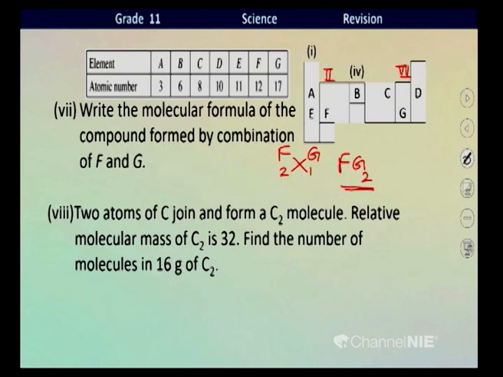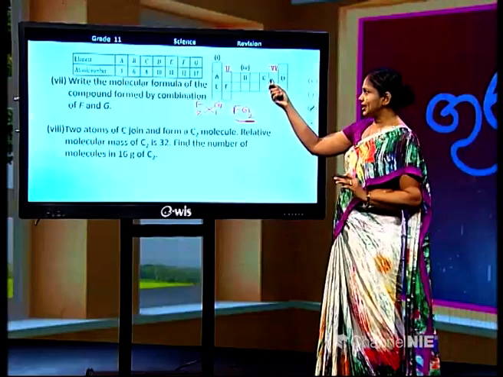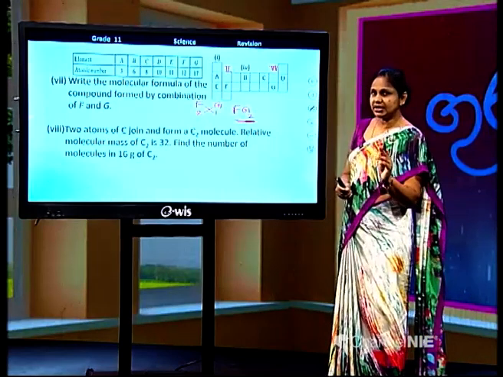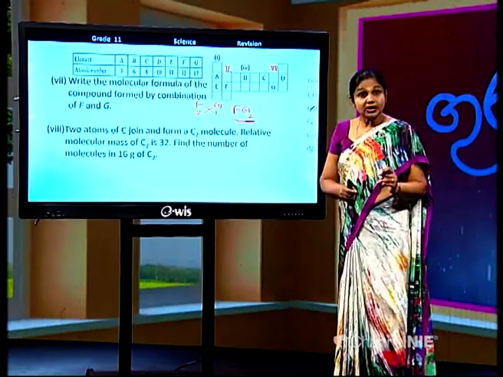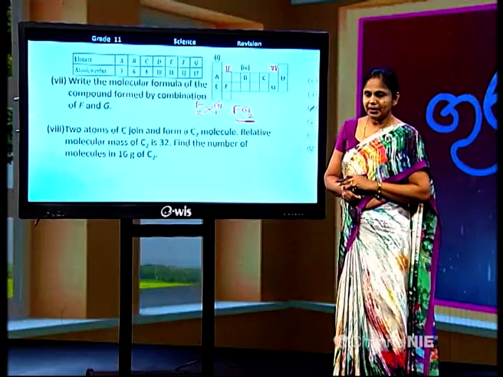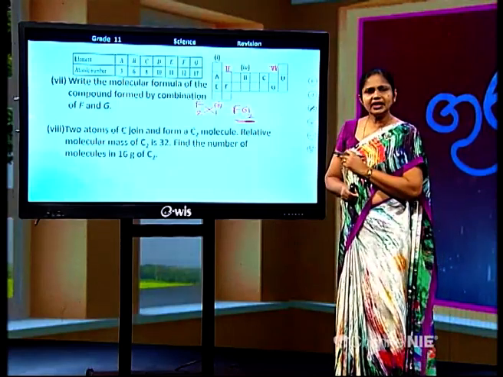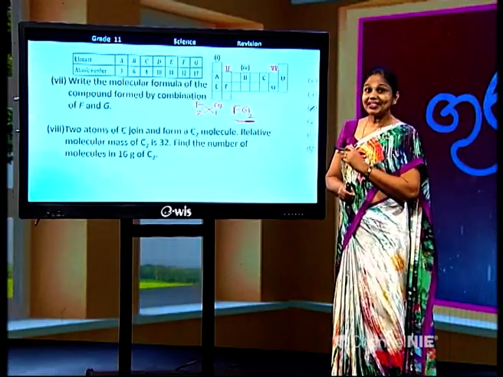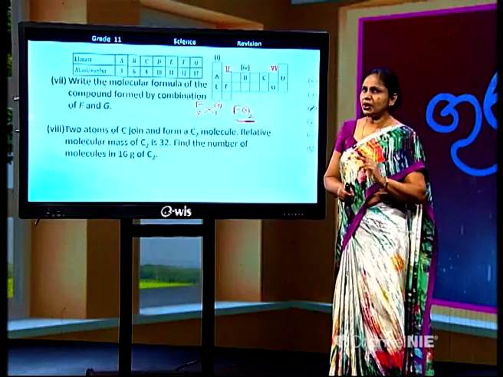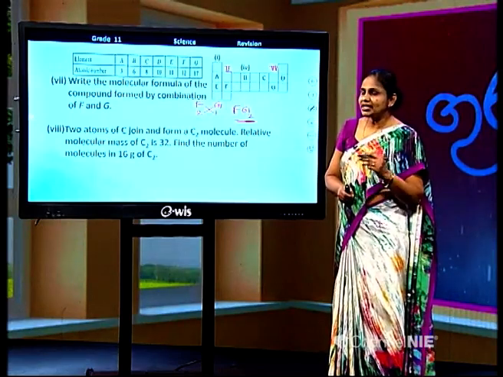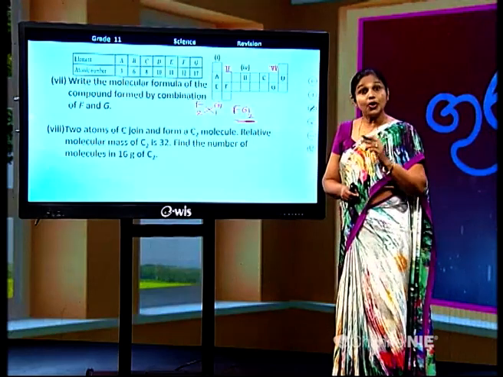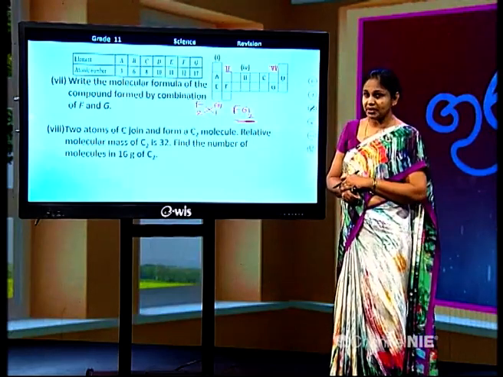Two atoms of C. C represents here the given symbols, children, not carbon. C is the given symbol. Two atoms of C join to form C2 molecule. Actually, what is C here, children? C represents oxygen. Therefore, when two oxygen atoms join, O2 molecule is formed, right?